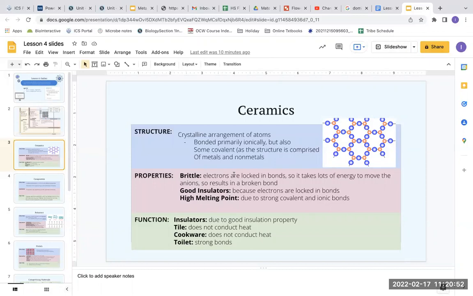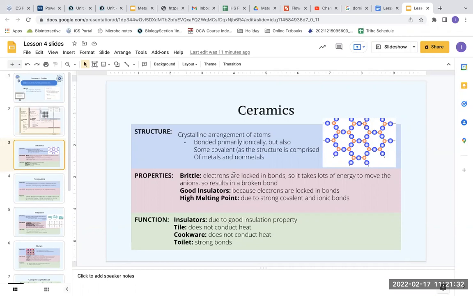It's also a very good insulator because when it comes to conducting heat and conducting electricity, it takes electrons to do it. And because electrons are locked in the bonds and can't really jump around much, it's very good at locking in heat and electricity and not allowing it to go anywhere. And that is the reason why it also has a very high melting point, because it's so strongly locked together. It takes a lot of heat energy to break the bonds and cause it to melt.